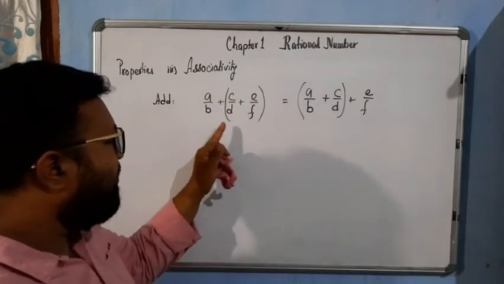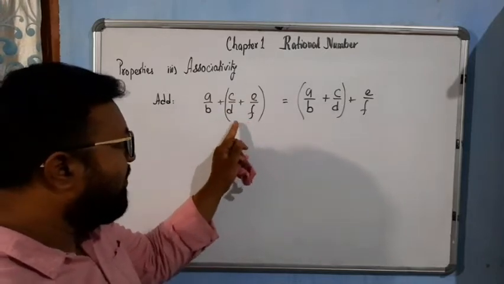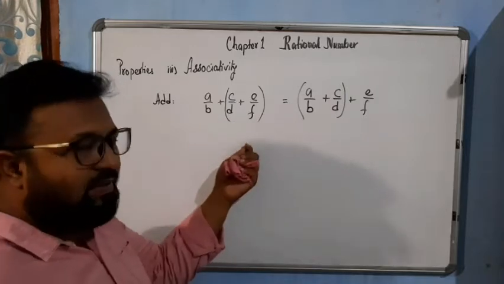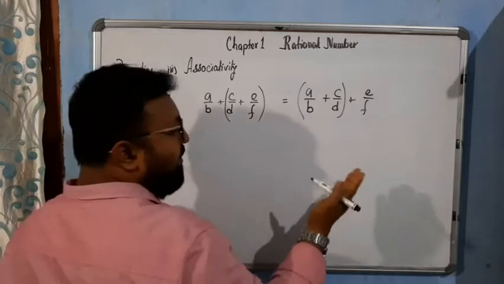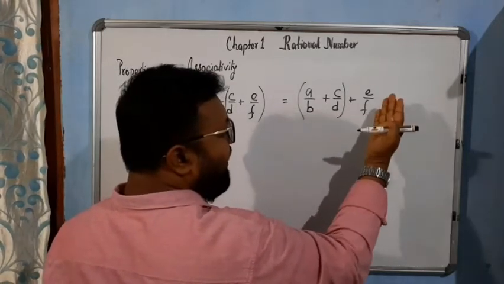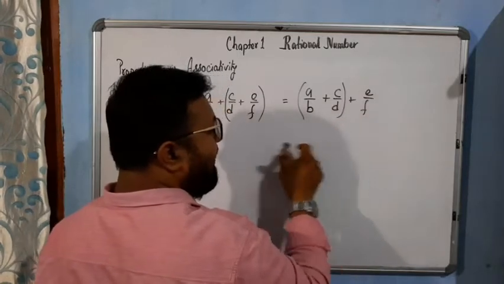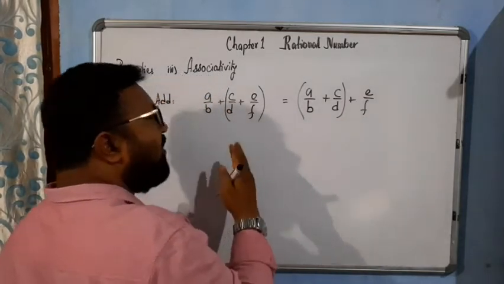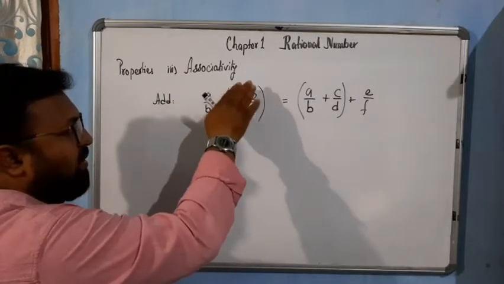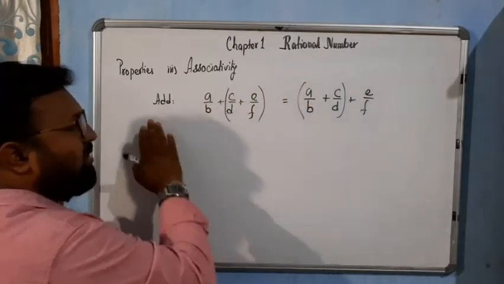This means that if we add the second and third numbers first and then add the first number, whatever result we get, we get the same result when we add the first and second numbers first and then add the third number later on. The result will be the same as the left hand side, so it is applicable in addition. So in the associative property, rational numbers are closed under addition.